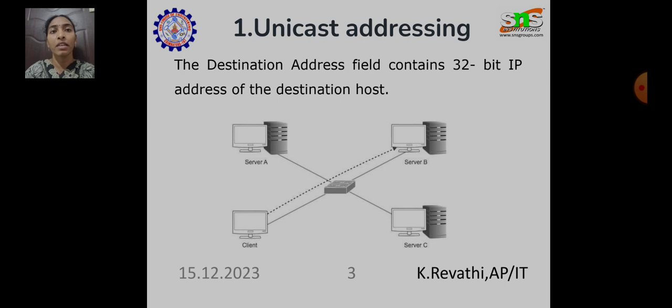The destination address field contains the 32-bit IP address of the destination host. Here, the diagram represents unicast addressing. Unicast means one sender can send the message to one receiver, and the message will be passed from one direction to another direction. The opposite is not possible.